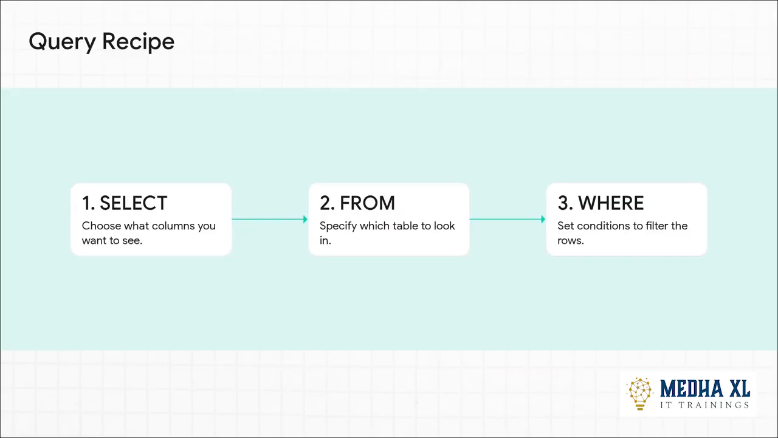This gives us a super simple logical recipe for pretty much any query. It's so easy to remember. Step 1, select the columns you want. Step 2, tell it from which table to look in. And step 3, specify where your condition is met. Select, from, where. It's the core of everything.